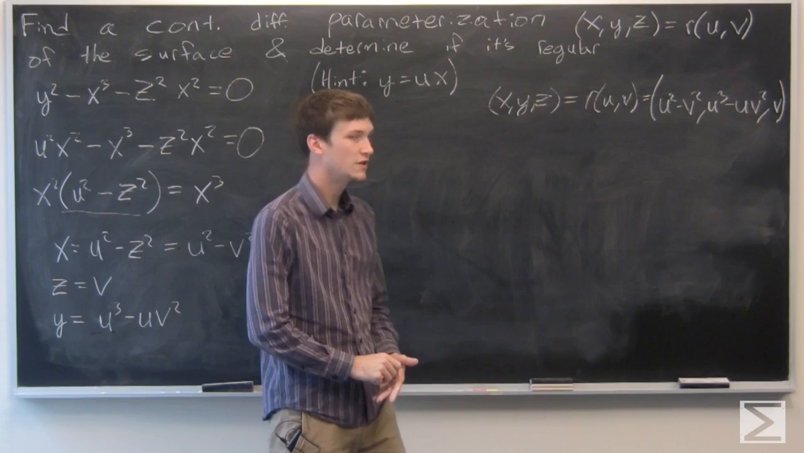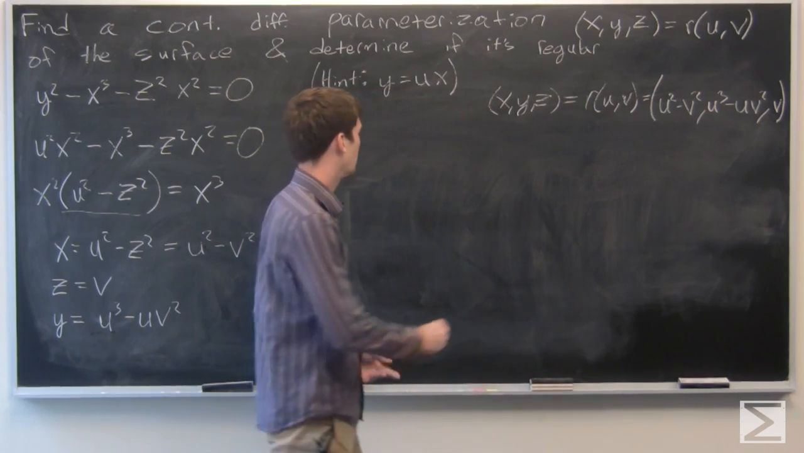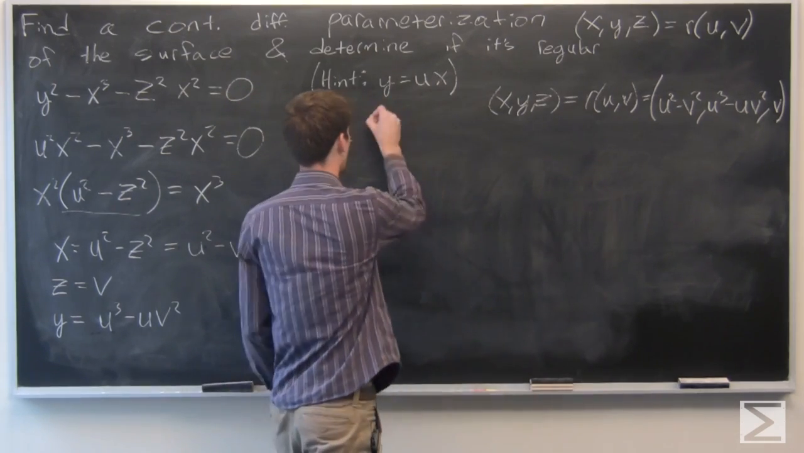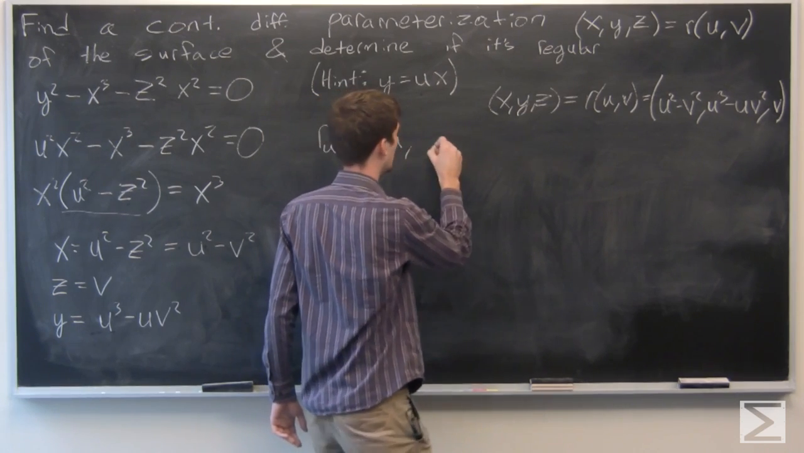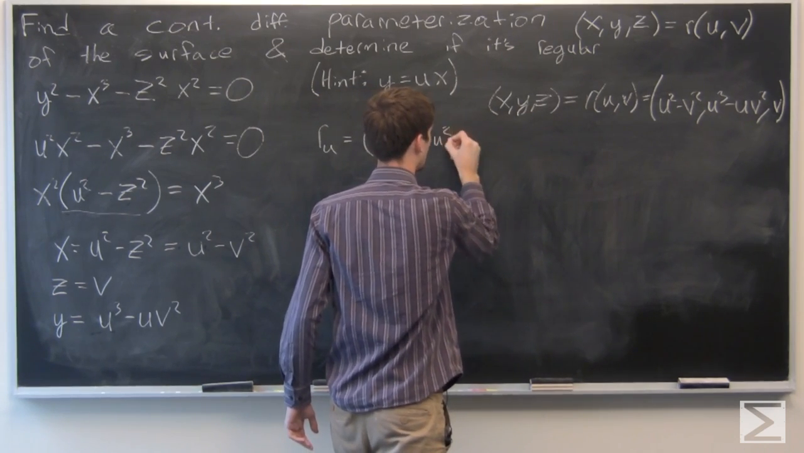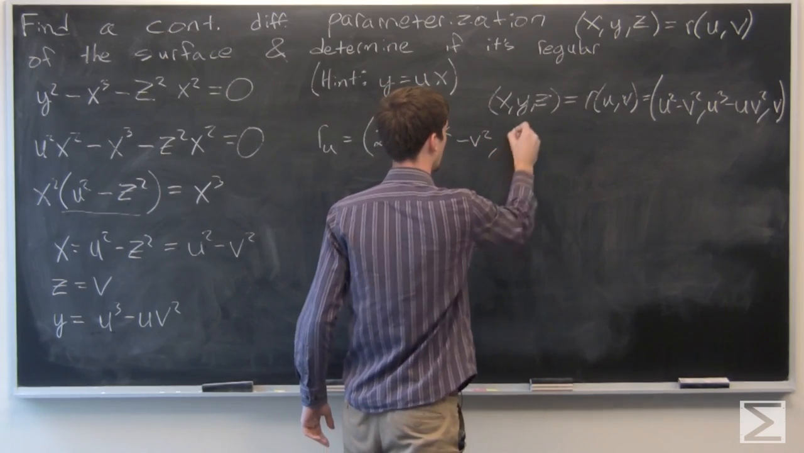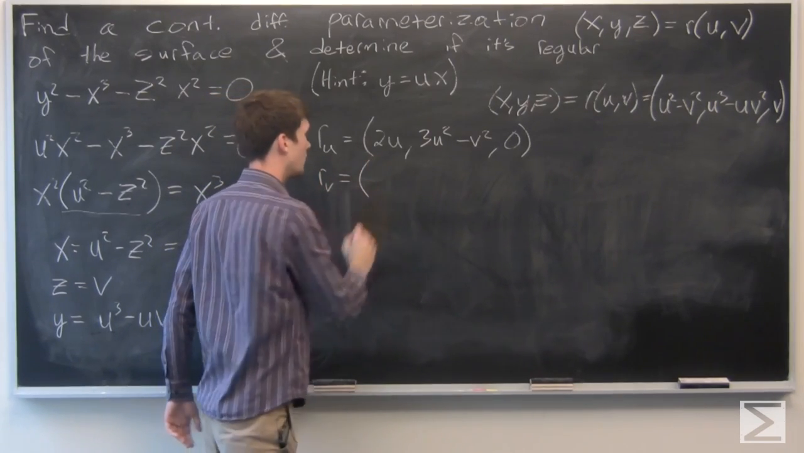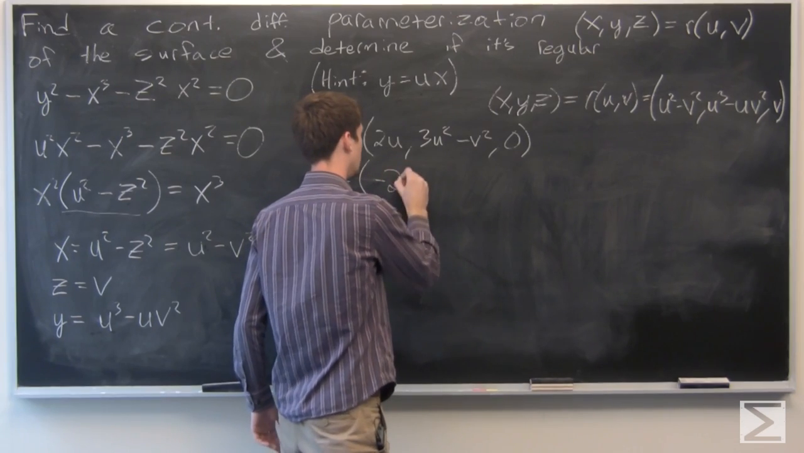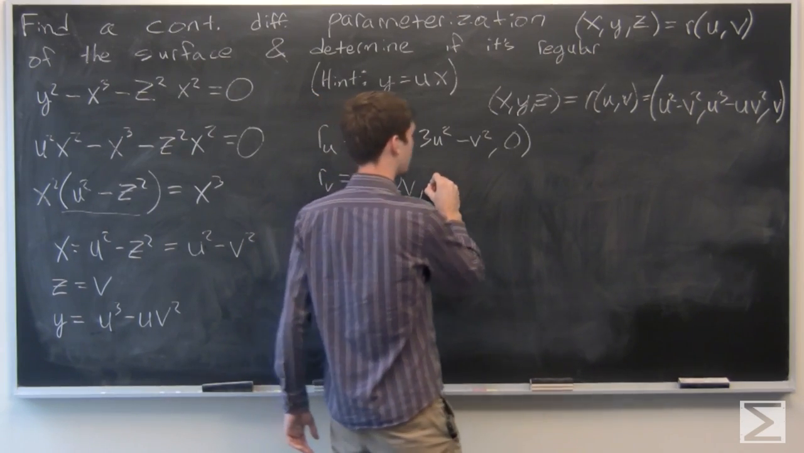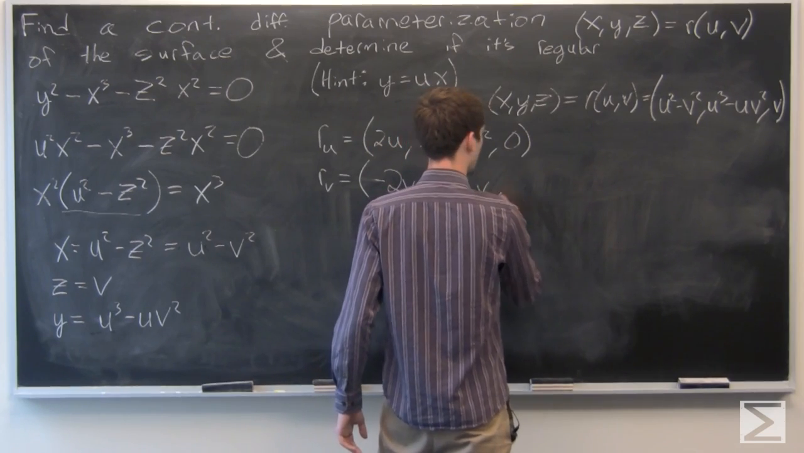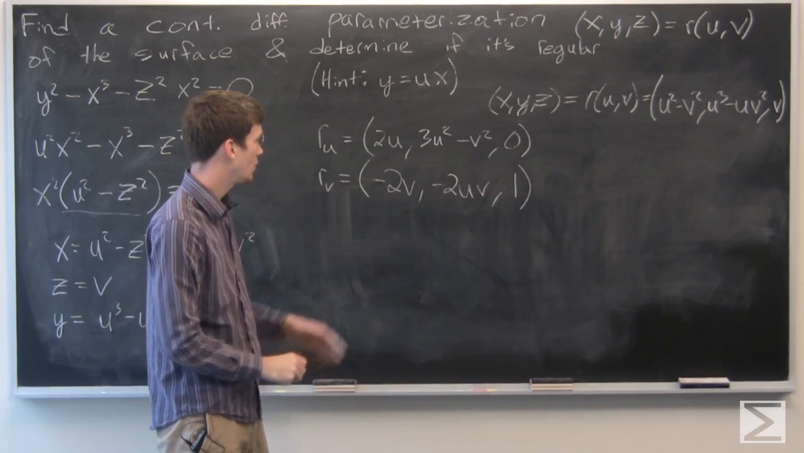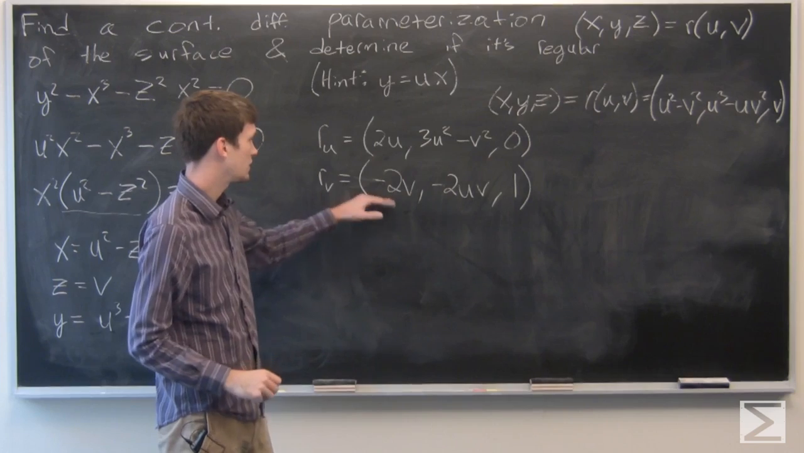So we get the following parameterization. And now we're not sure if it's regular or not, so we'll take the partial derivative of r with respect to u. We get 2u, 3u² minus v², 0, and r with respect to v is negative 2v, negative 2uv, 1.